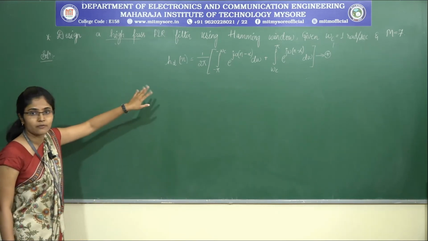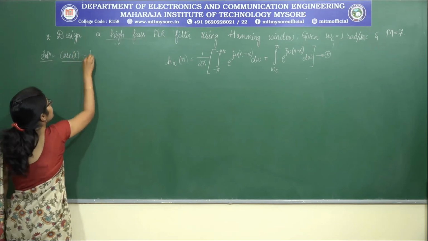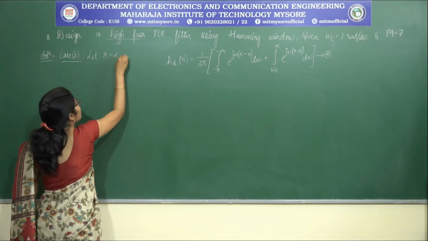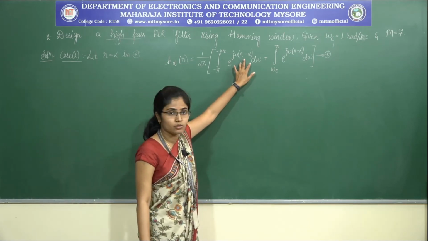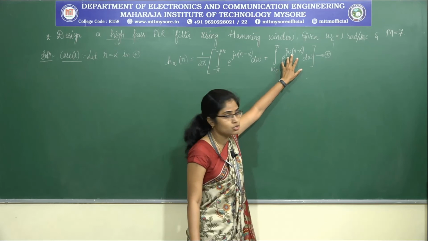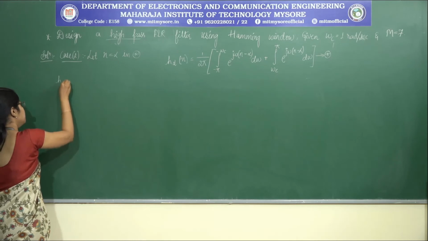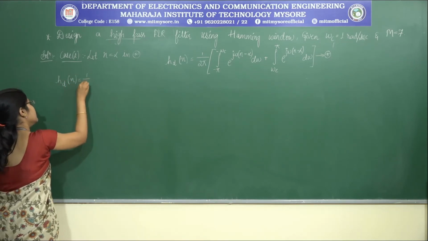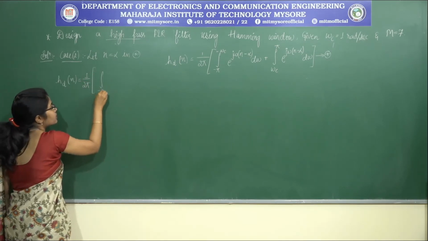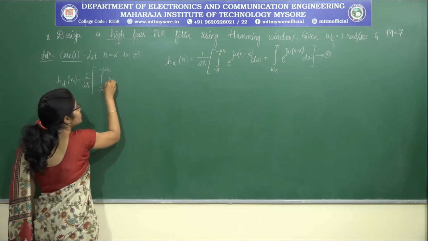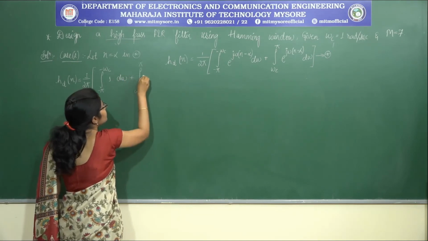Moving to the second case, I have retained equation star as it is. So in case 2, let n be equal to α in equation star. If n is equal to α, the power tends to 0, therefore e^0 tends to 1. So if I rewrite the equation, h_D of n will be equal to 1 by 2π, integral from -π to -ω_c of 1 dω plus integral from ω_c to π of 1 dω.